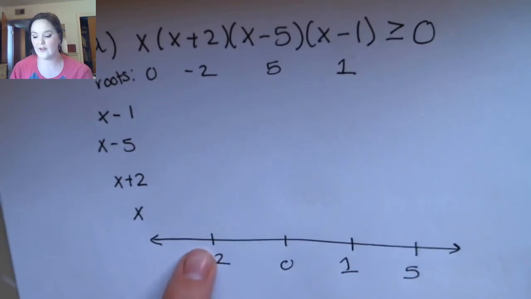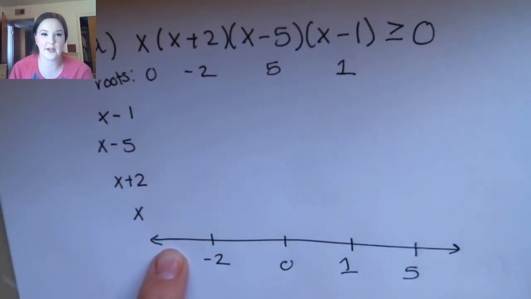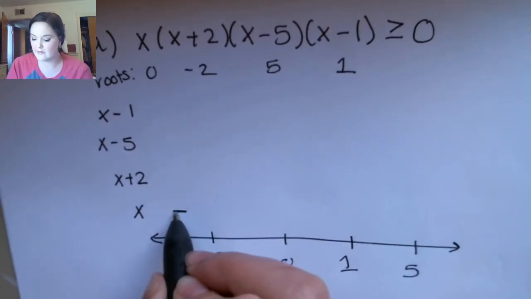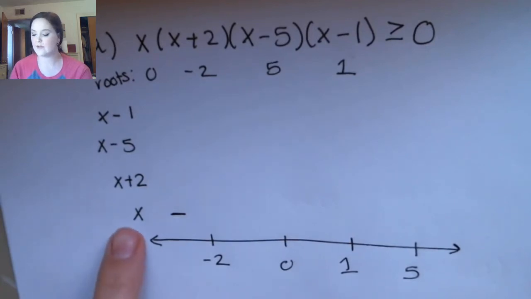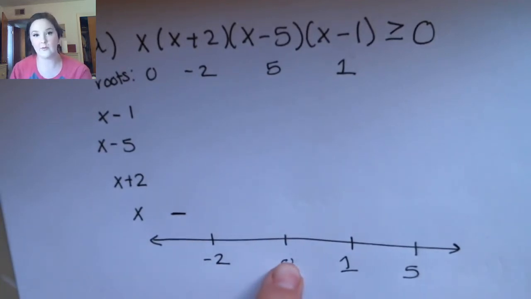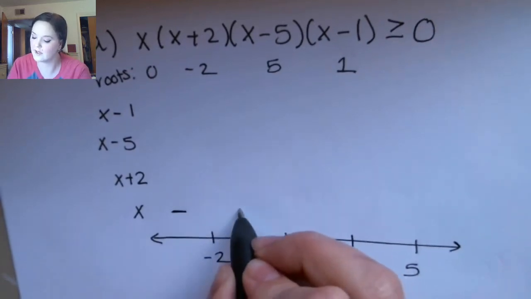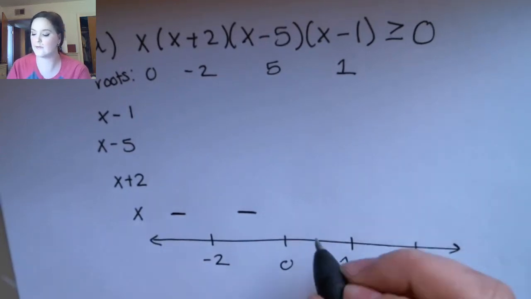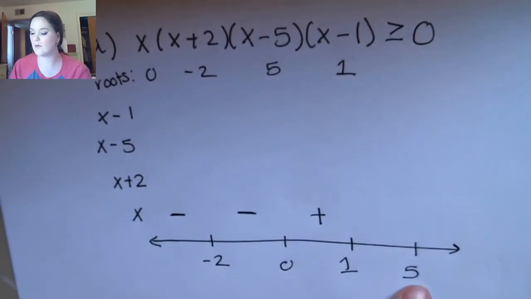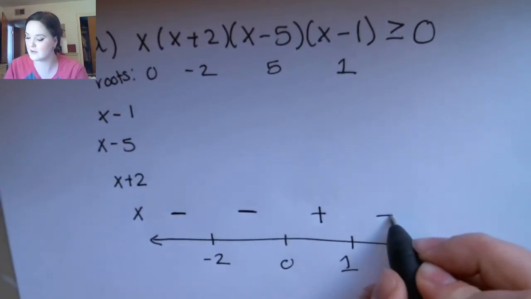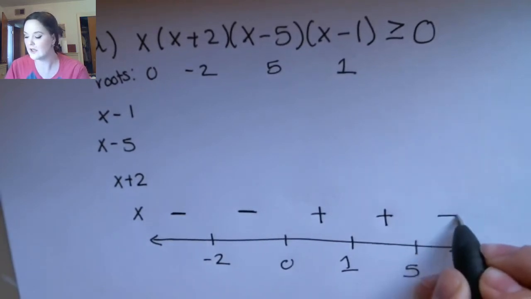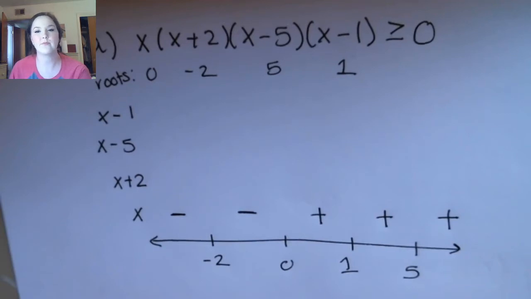If x is less than -2, for example, -3, -5, then x would be negative. If x is between -2 and 0, like -1, then this factor x is still negative. If x is between 0 and 1, like 1/2, then x must be positive. If x is between 1 and 5, like 2, 3, or 4, that's positive. And when x is greater than 5, like 6, 7, 10, 100, x is still positive.